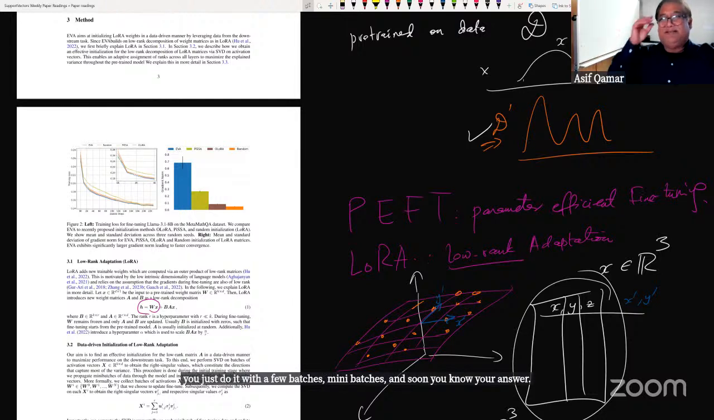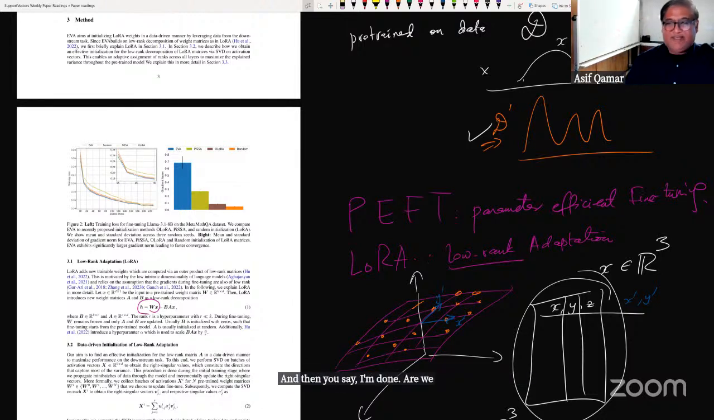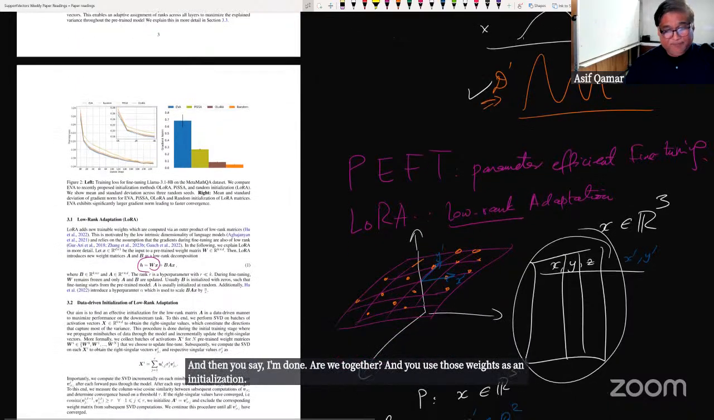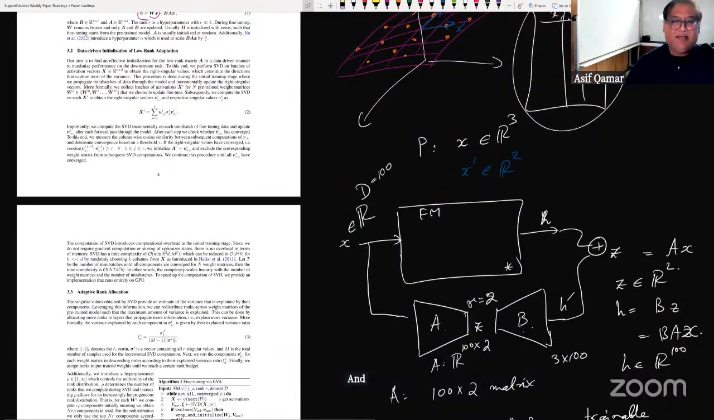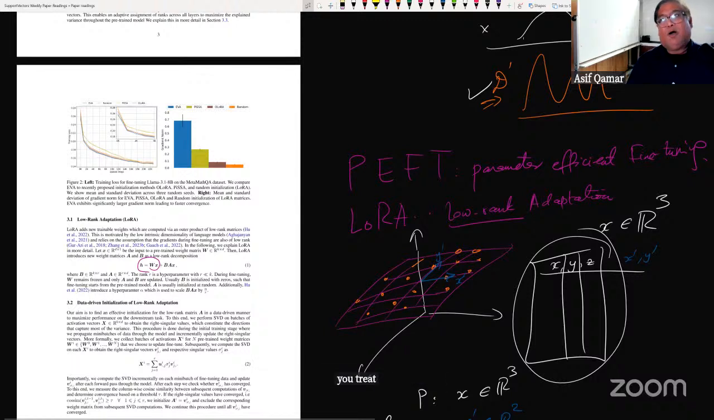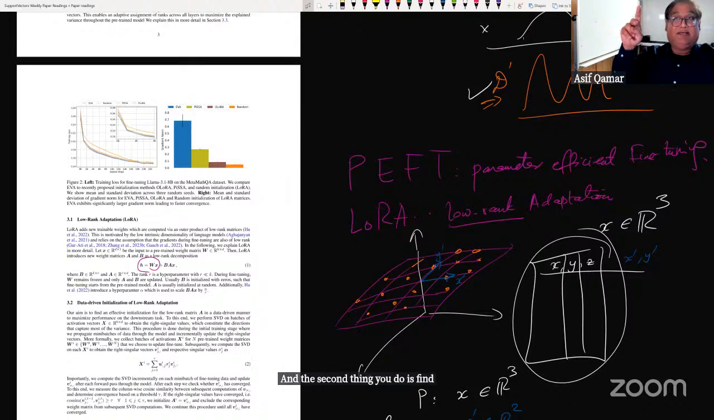And then you say, I'm done. Are we together? And you use those weights as an initialization for A. And then you do the rest of the training. You treat it like a normal LoRA, because all you're doing is using it to find two things. First is what is the best rank, right? And the second thing is how to initialize the A matrix, right? So in one shot you are able to do both of these. That is the main idea of this paper.